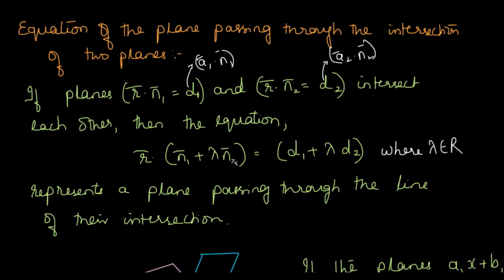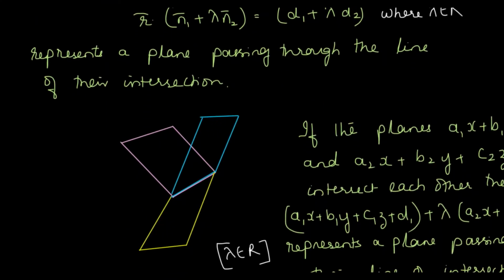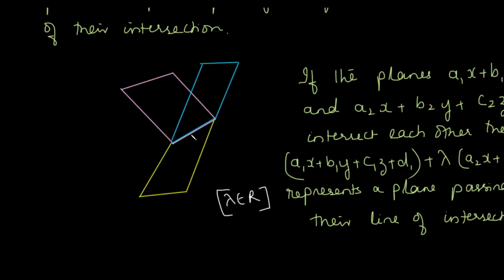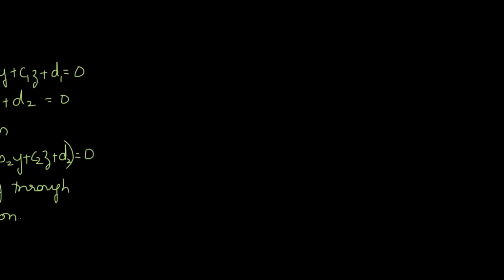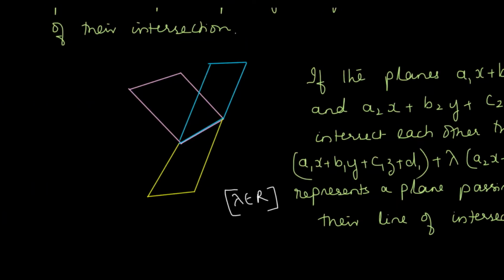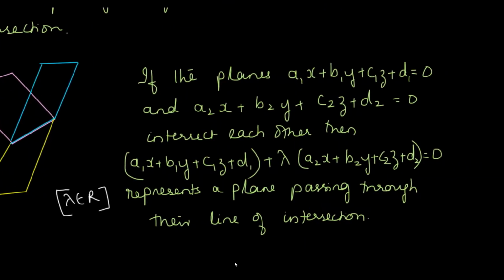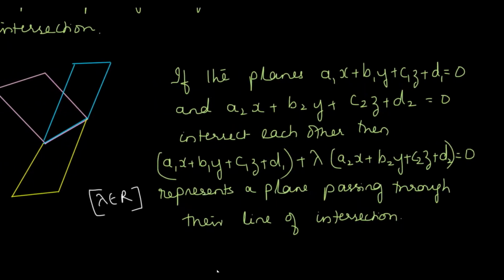Lambda is any real number associated with these equations. So this is how the plane looks. This blue part is how the plane looks, and the equation of that is what we have gone through over here. Now the same thing in Cartesian form can be written this way.